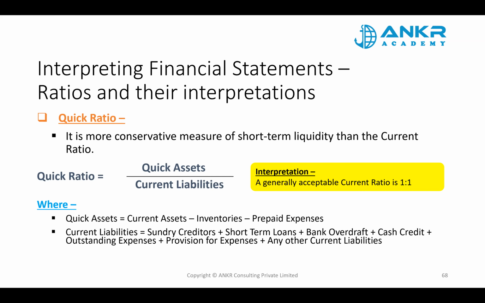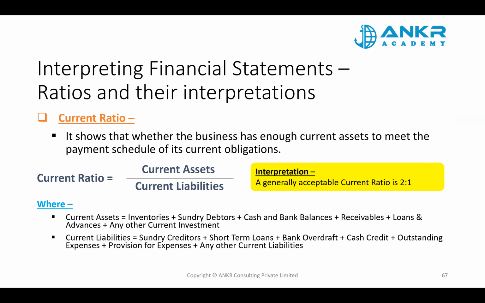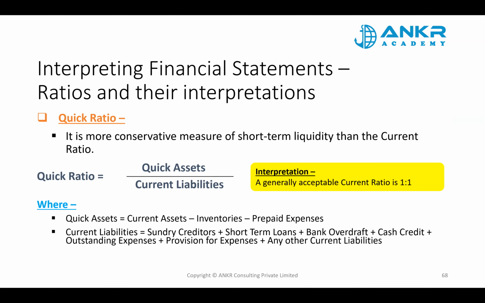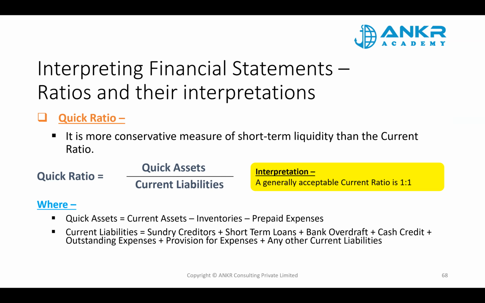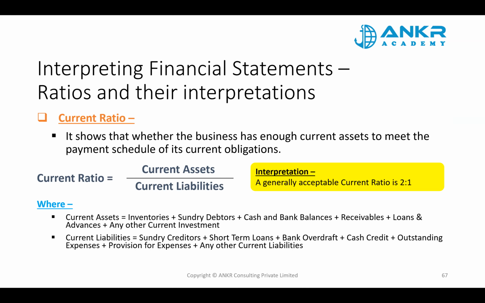It is more conservative than the current ratio. In that, you don't even include inventories in your quick ratio definition. And the generally acceptable ratio is 1 is to 1. The current liability definition remains the same as we had discussed in the previous example. For quick assets, you will exclude inventory. Prepaid expense, we have anyway excluded. So these are the two ratios we will discuss.